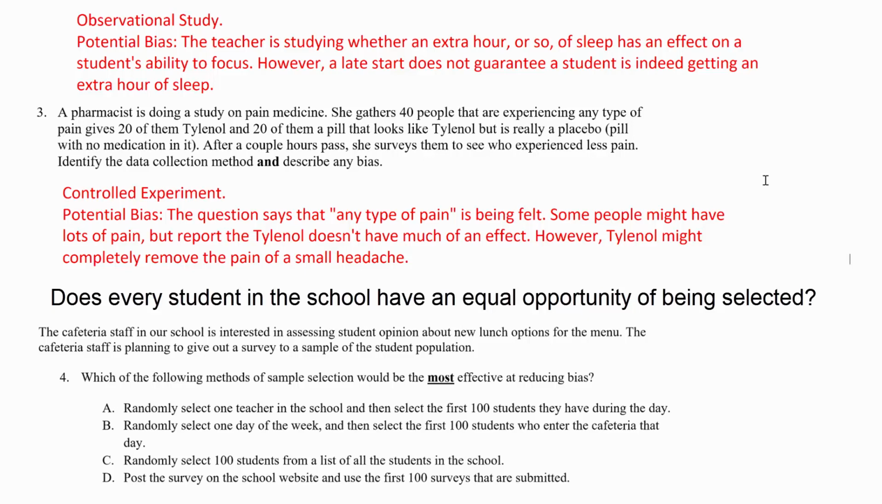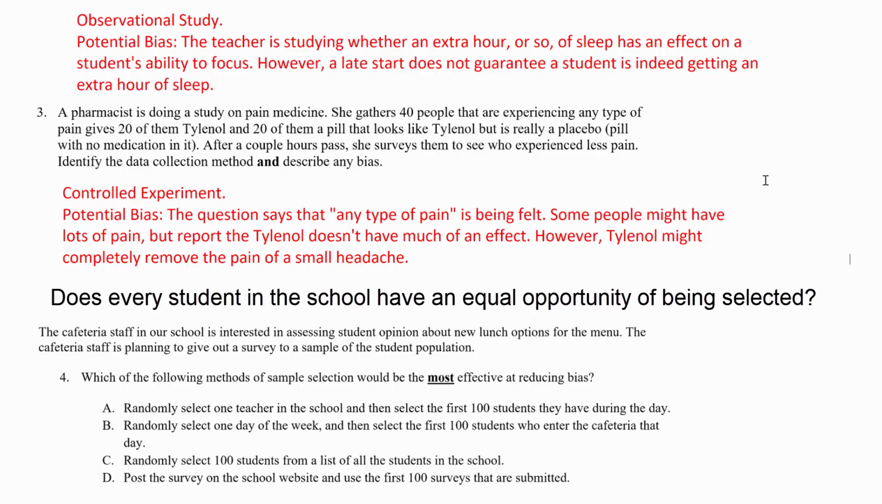B is randomly selecting one day of the week. Again, first 100 students that enter the cafeteria doesn't give everybody in the school a chance to be selected. C says that they're picking 100 students from a list of all the students in the school. So in this case, that would probably be the best option for collecting data because they have a master copy of all the students in the school and they could randomly pick 100 from that. That would be your best option.